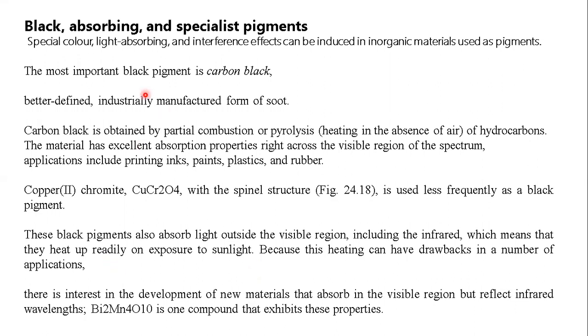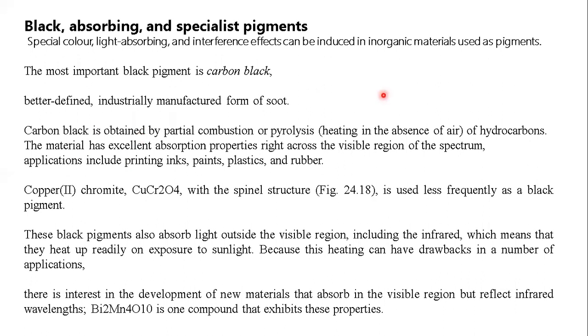Okay, so the most important and widely used one is carbon black. This is nothing but your soot. If you light up a lamp or a candle, you can see the black soot. That is only the carbon black. But when it is manufactured industrially, the structure is a little bit better defined. But that is soot only. So this is obtained industrially, how do they do it?